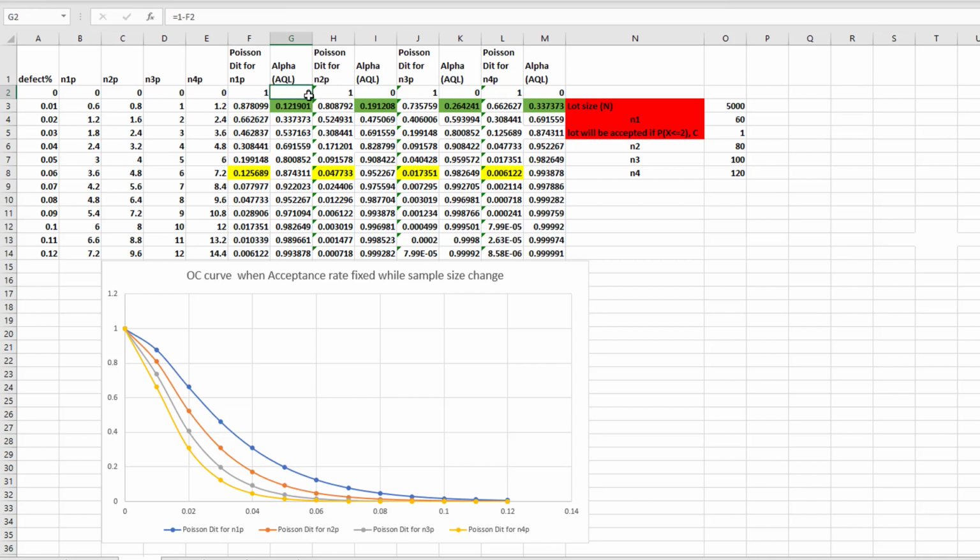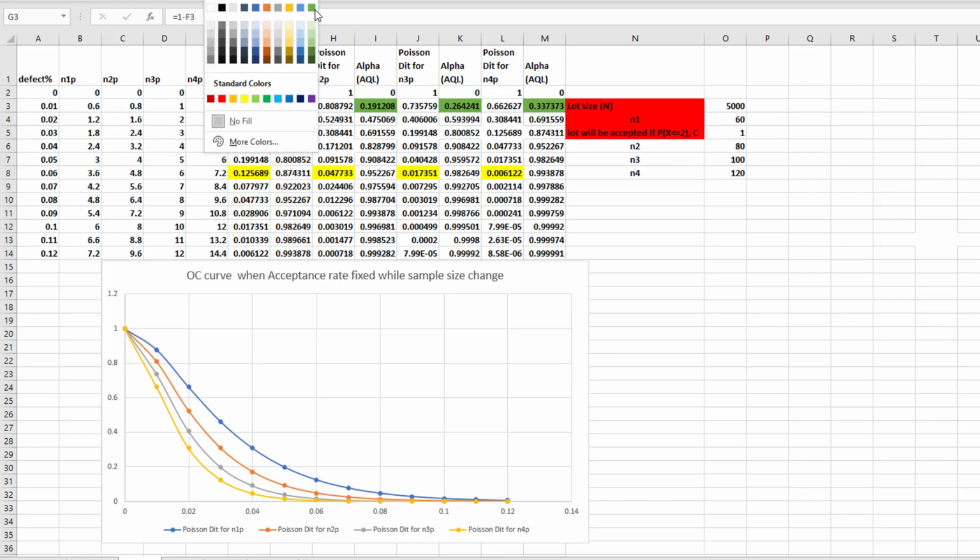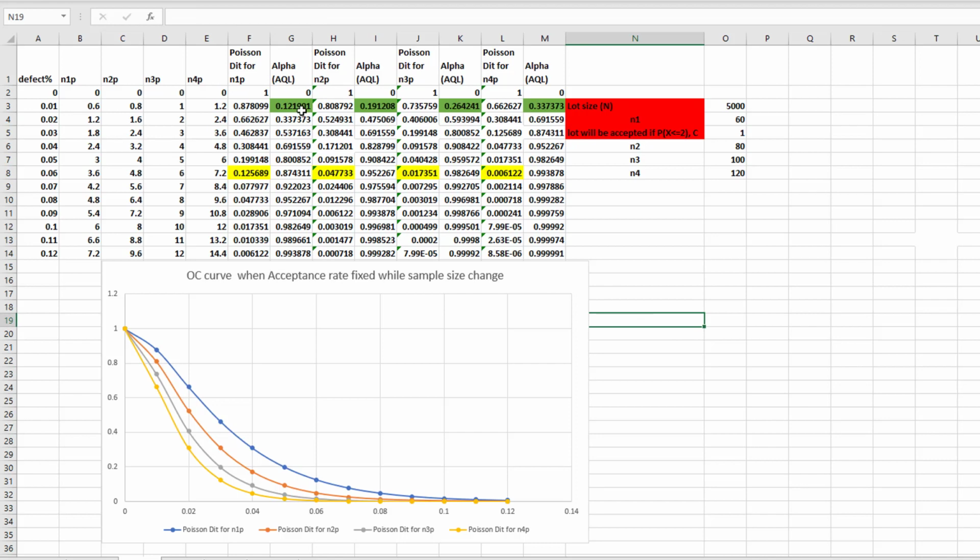So you will get the rejected probability when you drag it down. Okay, so you will calculate this. Similarly, for all the others, you will use the same formulation. You need to keep it as green because these are the alpha values. Alpha value means 1 minus the acceptance; you will get the alpha value.